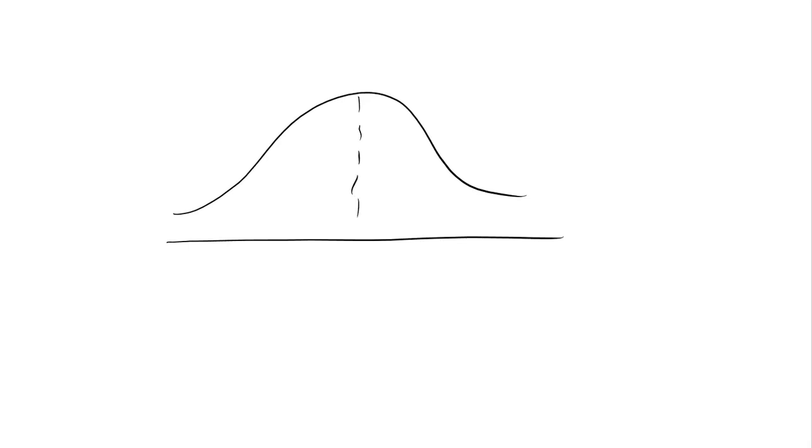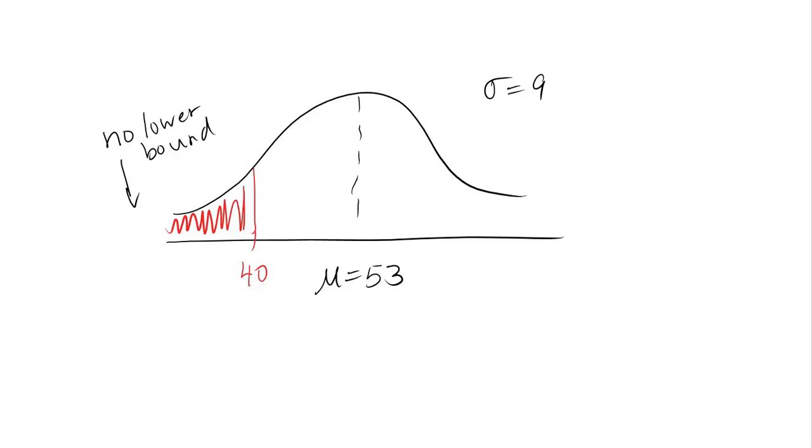I know this is normal with a mean of 53 and a standard deviation of 9. And we want the probability that they score below 40. Below 40 would be to the left of 40. And so we've got no lower bound. Hopefully you got the picture right, and if you didn't get the picture right, hopefully you see what you did wrong. Now looking at that picture, I want you to think for a second whether this would be 0.5 plus, 0.5 minus, or neither.